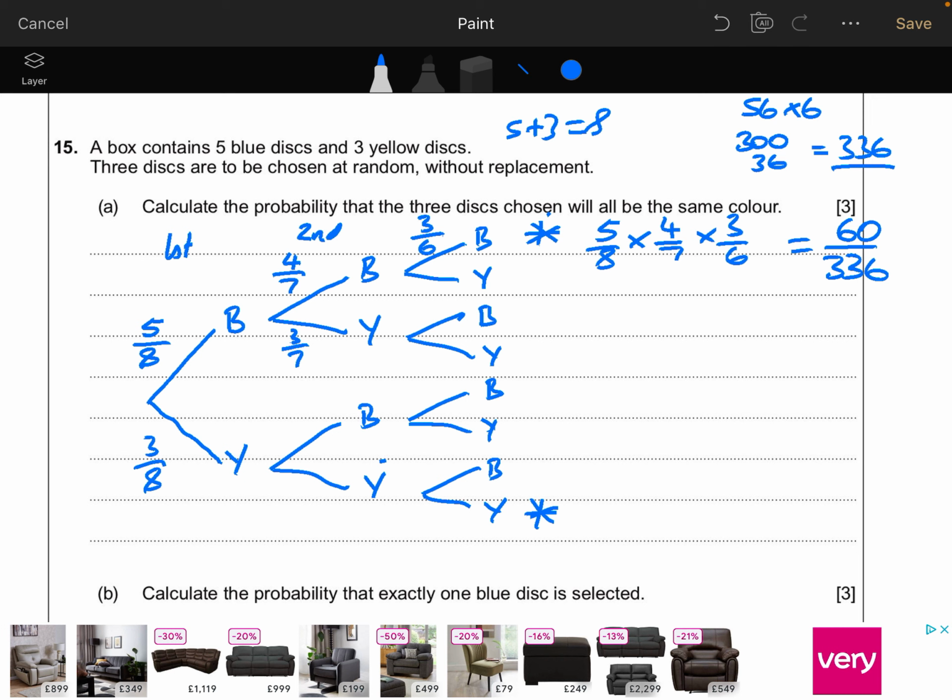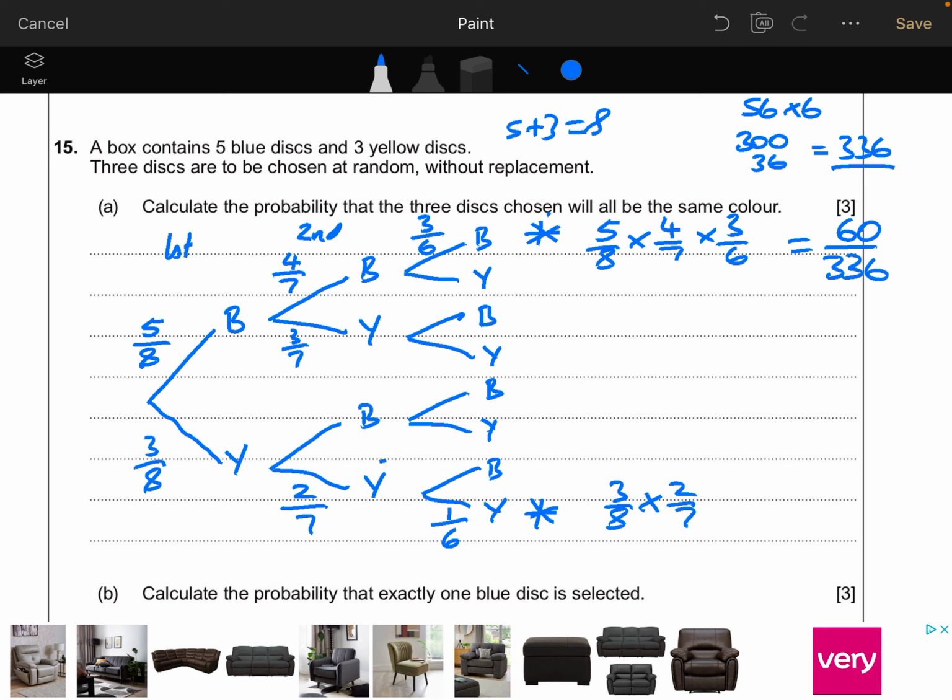Going at the other end, if I drew a yellow out the first time, I've only got 2 yellows left now out of 7 discs in total. And then the next time there will only be 1 disc left in the box out of 6 discs in total. So my probability here will be 3 over 8 times 2 over 7 times 1 over 6, with the same number at the bottom. This is 8 times 7 times 6 again, so it's 336 at the bottom.